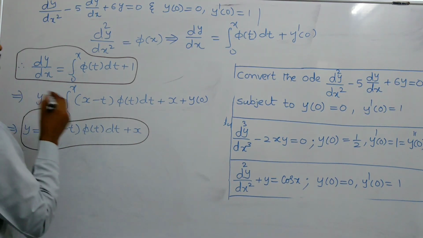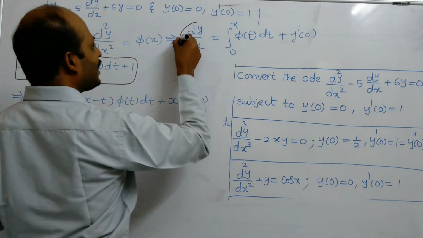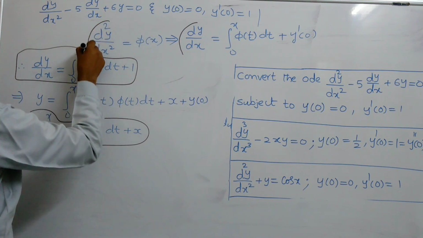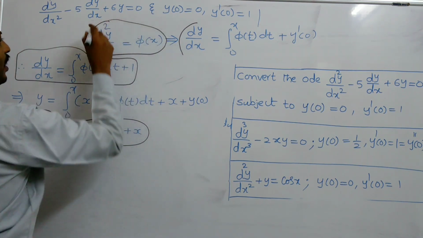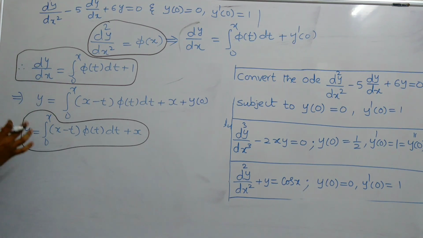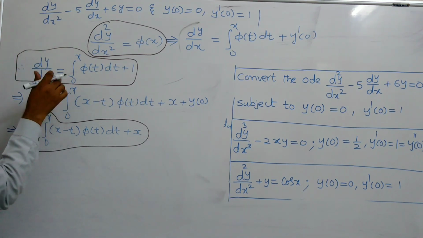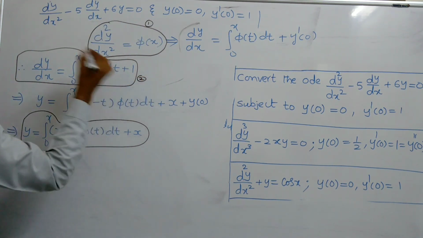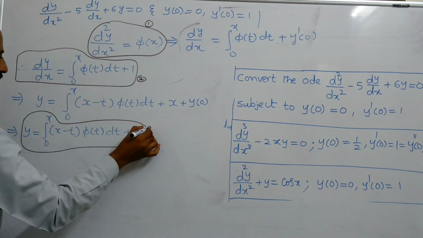You observe that. Now we have all the three conditions. We have d square y by dx square, we have dy by dx, and y also we have. Let us substitute all these. d square y by dx square, this is the first one; dy by dx, this is the second one; y, this is the third one.